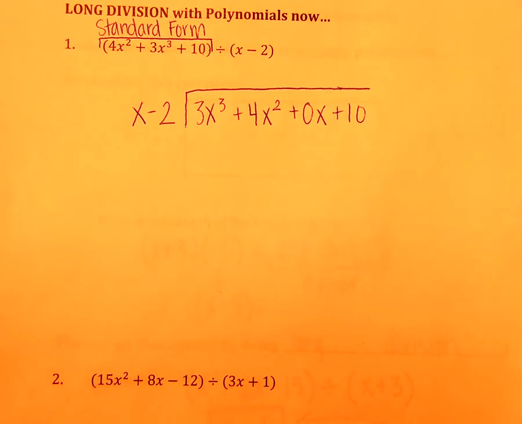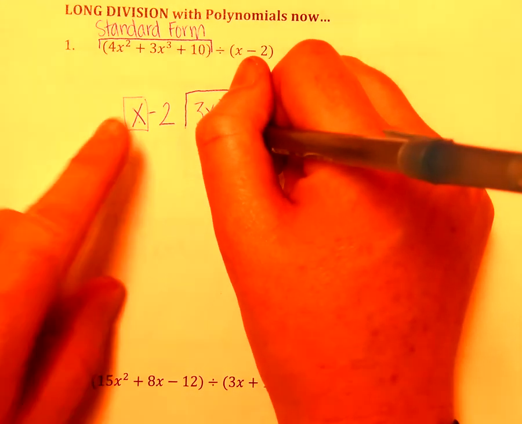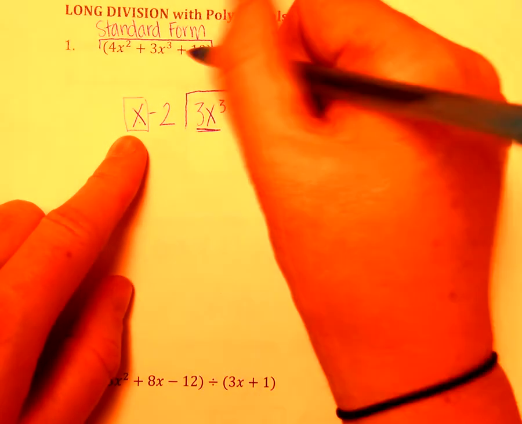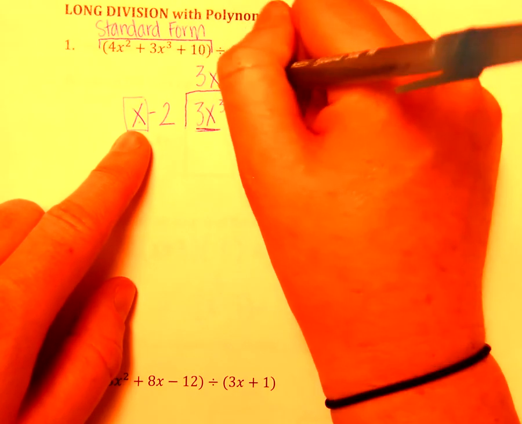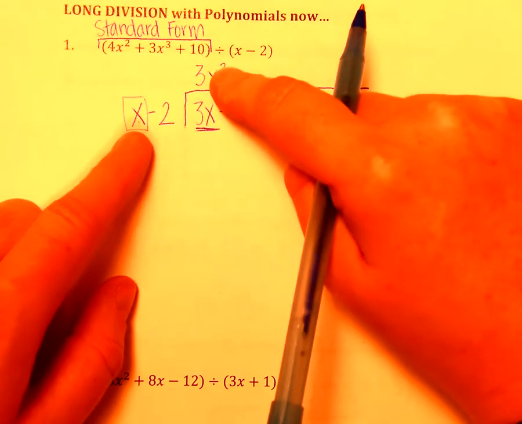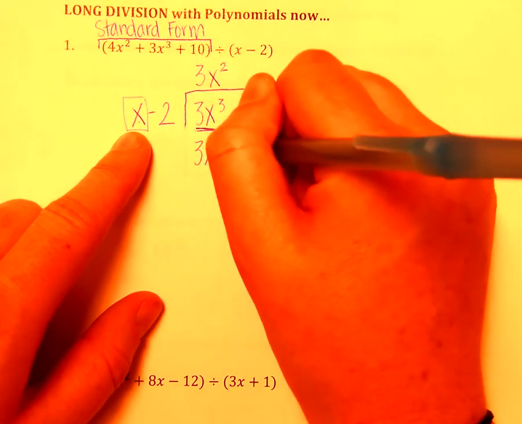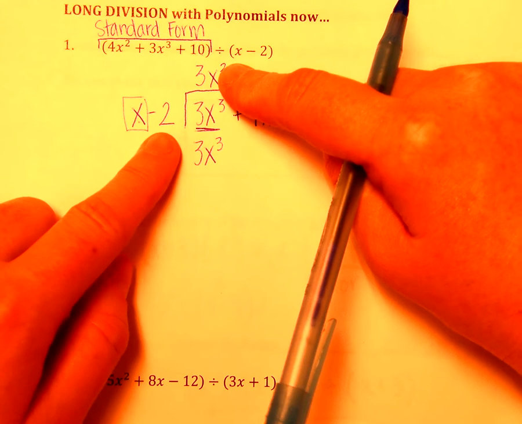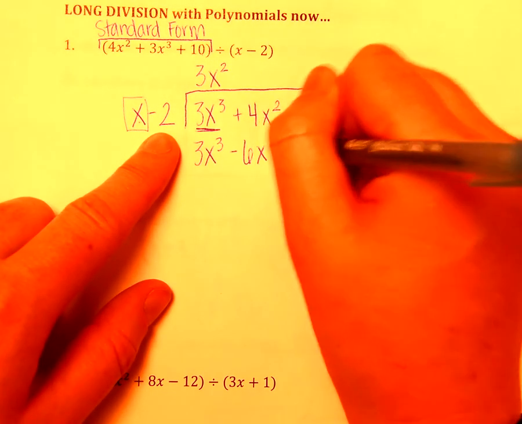All right, so what that means is I'm going to take this x and think about what do I have to multiply this by to get this. So x times what gives me 3x cubed? Well, I definitely have to times by 3. And then I already have 1 x, I need to get to cube. So I'm going to have to times by x squared. X times 3x squared is 3x cubed. Now I'm going to take the negative 2 and times it by that as well. Negative 2 times 3x squared is negative 6x squared.